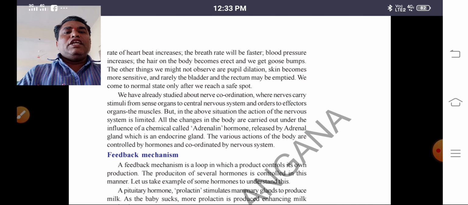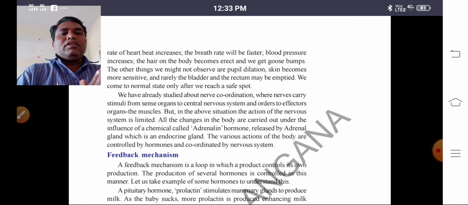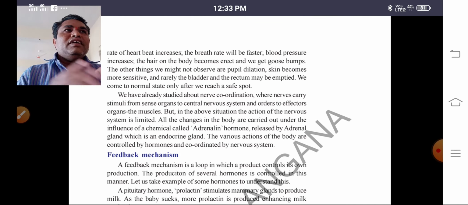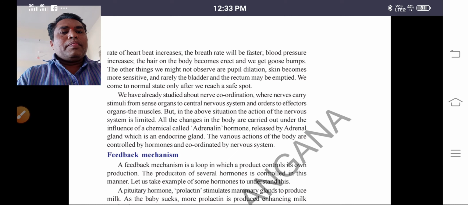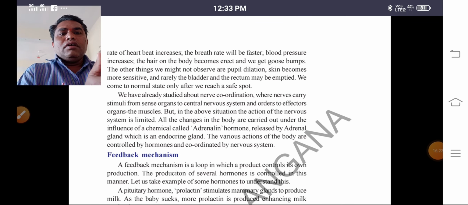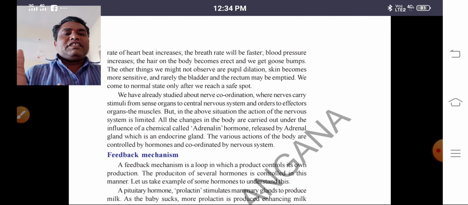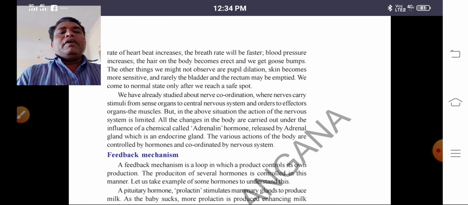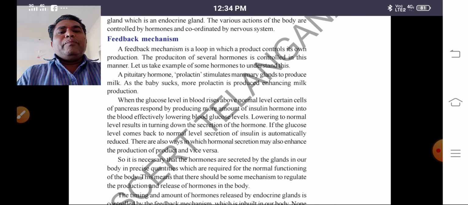We have already studied about nerve coordination, where nerves carry stimuli from sense organs to the central nervous system, and orders to effector organs, the muscles. But in the above situation, the action of the nervous system is limited. All the changes in the body are carried out under the influence of a chemical called adrenaline hormone. So just now I said, these situations are only by the releasing of adrenaline hormone, and the adrenal gland, which is an endocrine gland. The various actions of the body are controlled by hormones and coordinated by the nervous system. So there will be a feedback mechanism.